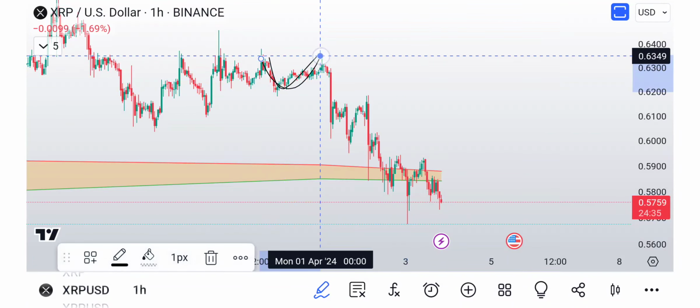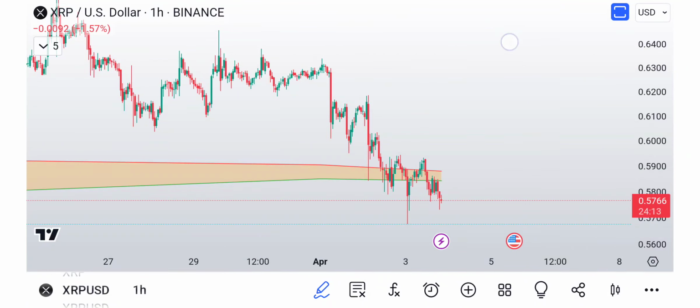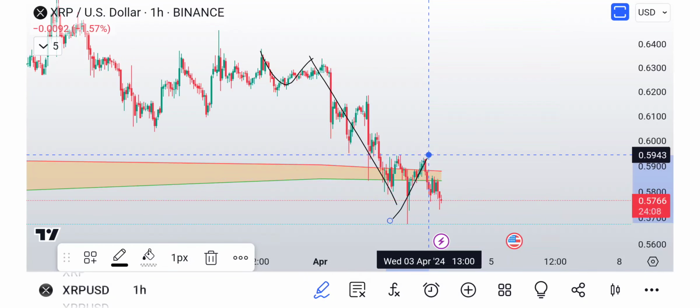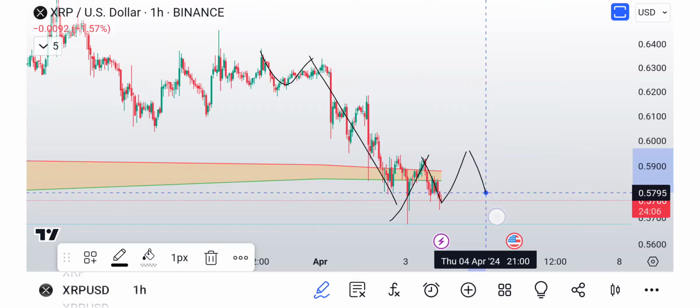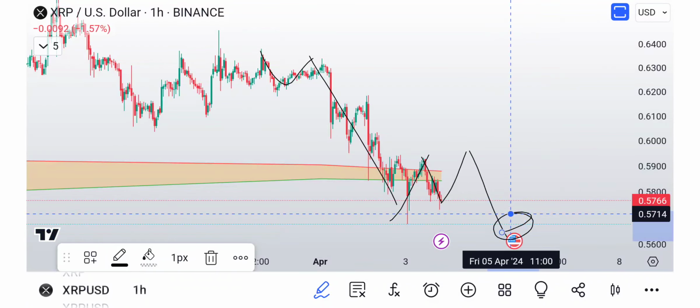1, 2, 3, 4. I would say 1, 2, 3, 4. This would be 1, 2. Maybe all of this is 3. And now we're in some type of fourth wave. And then you get 5. And that would end it.